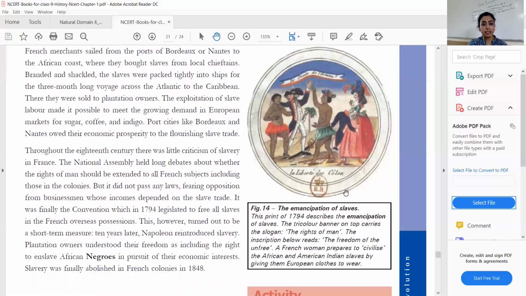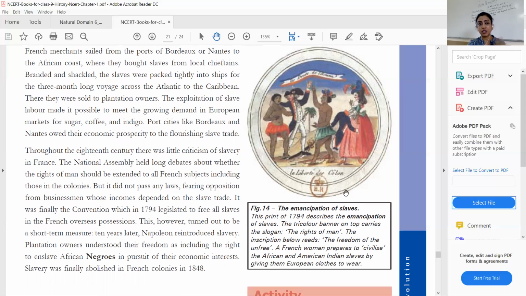Throughout the 18th century, nobody in France actually talked about abolishing slavery. Why? Because they had their own secret, selfish reasons. Let's look into that. When the National Assembly was formed, they did not talk about the rights that should be extended. They had long debates about whether the right should be extended to all French people or not, including those in the colonies. You can remember voting right was not given to everyone. It was limited to one section of the population.